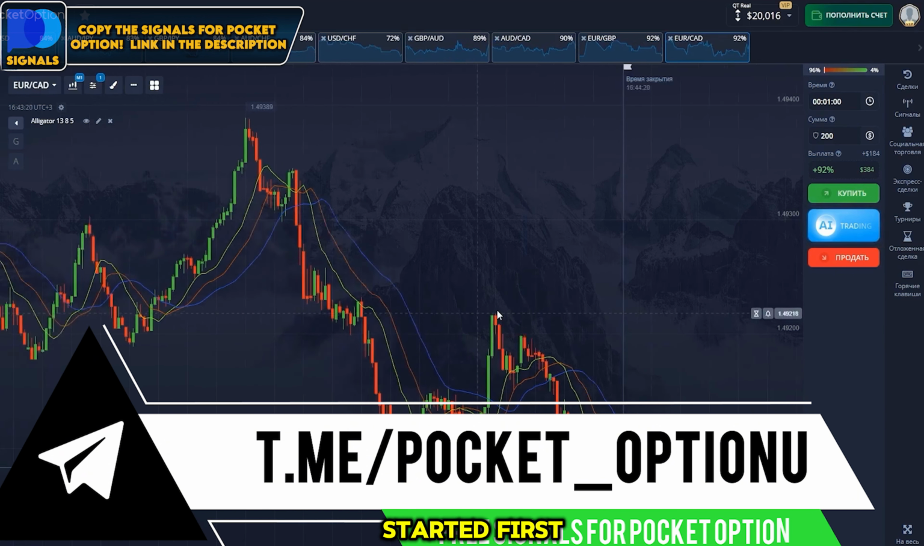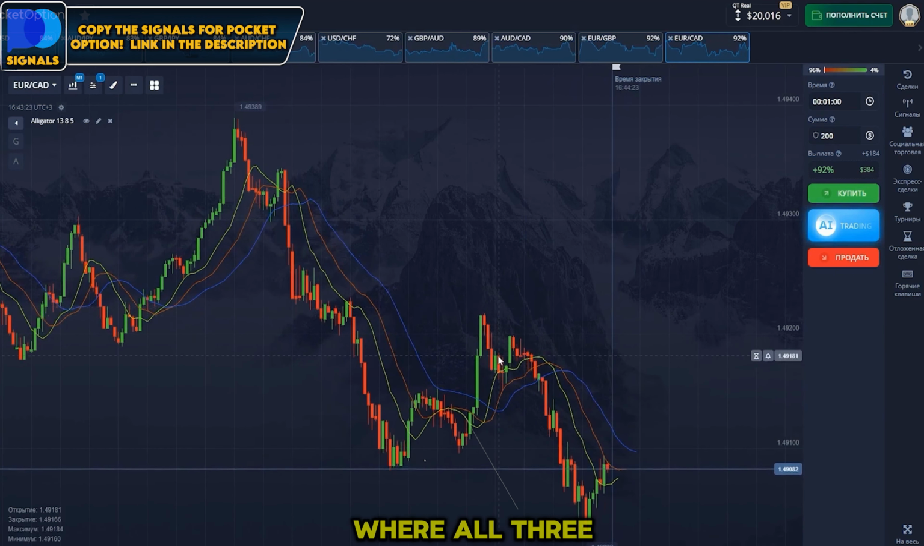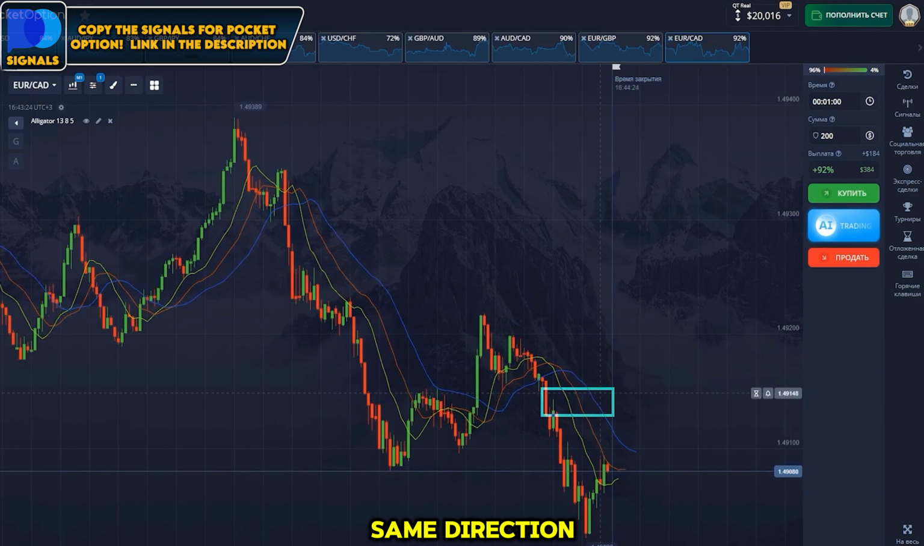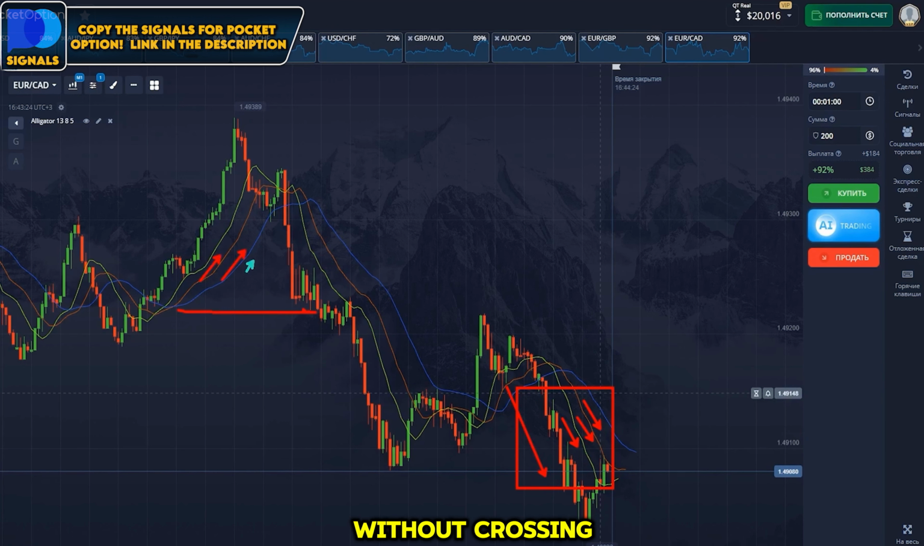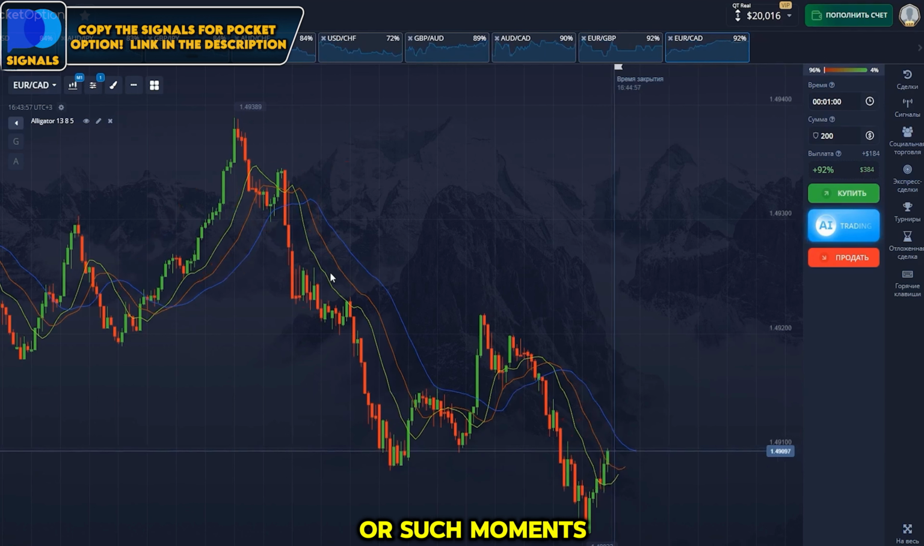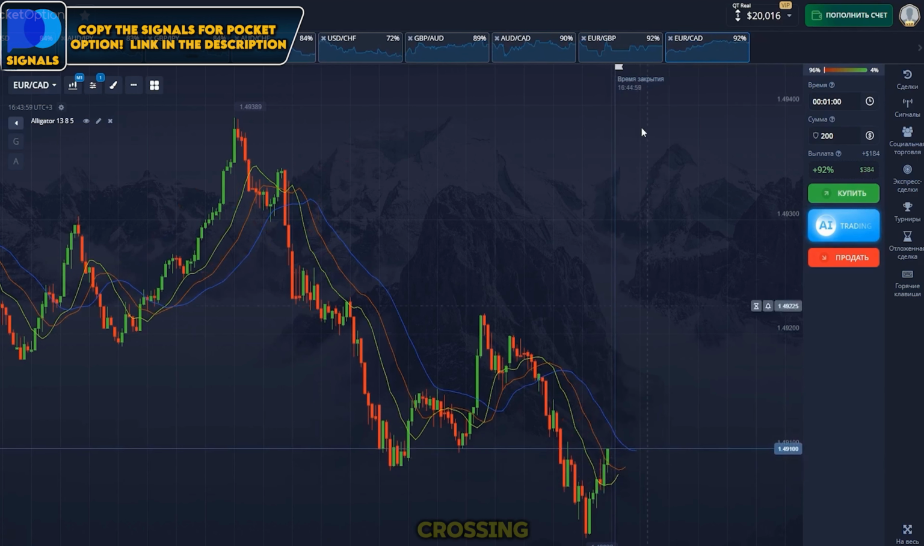So, let's get started. First, you need to find an asset where all three moving indicators point in the same direction. For example, here we see that all three moving indicators point in the same direction and the price is moving downward. Here is a similar situation. We see that the three moving indicators point upward without crossing, which is very important, and the price is moving upward. When such a moment occurs, meaning the moving averages cross, we do not trade here. This situation does not interest us. We only look for such moments or such moments. So, we look and see the moving averages are crossing.